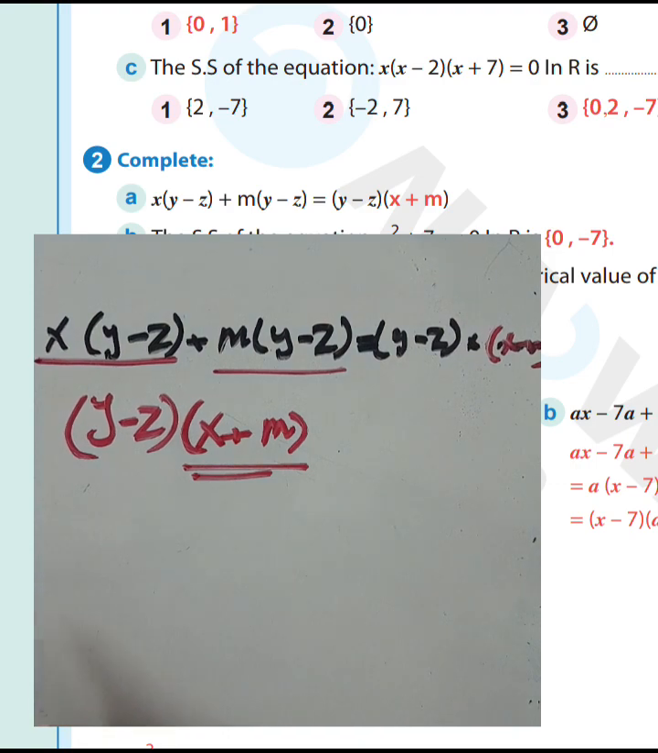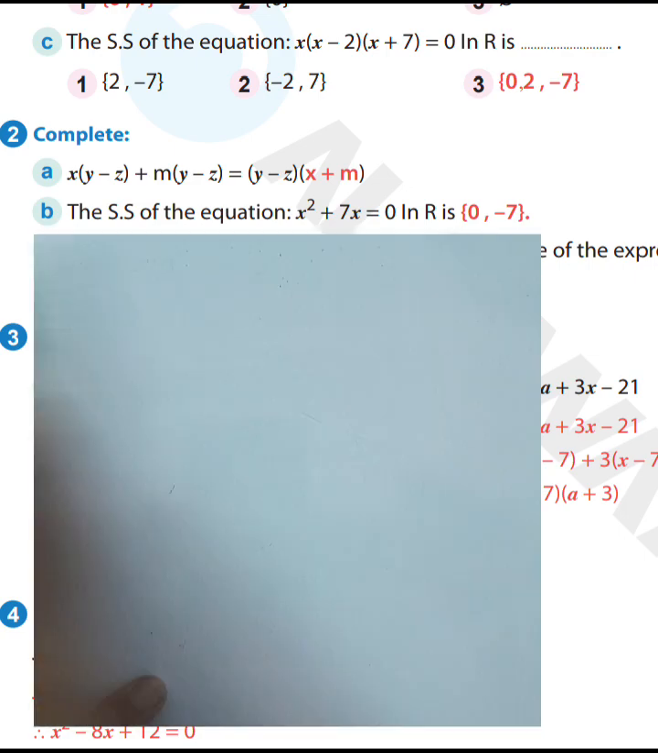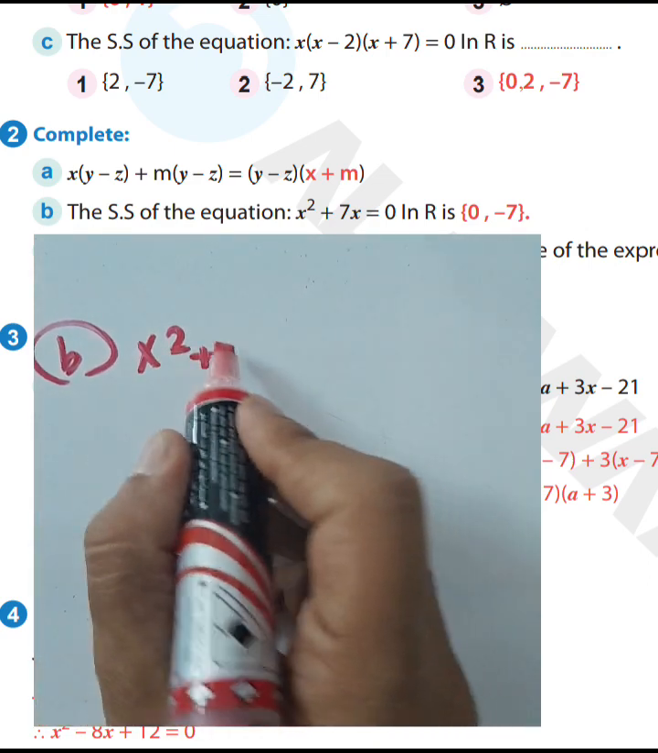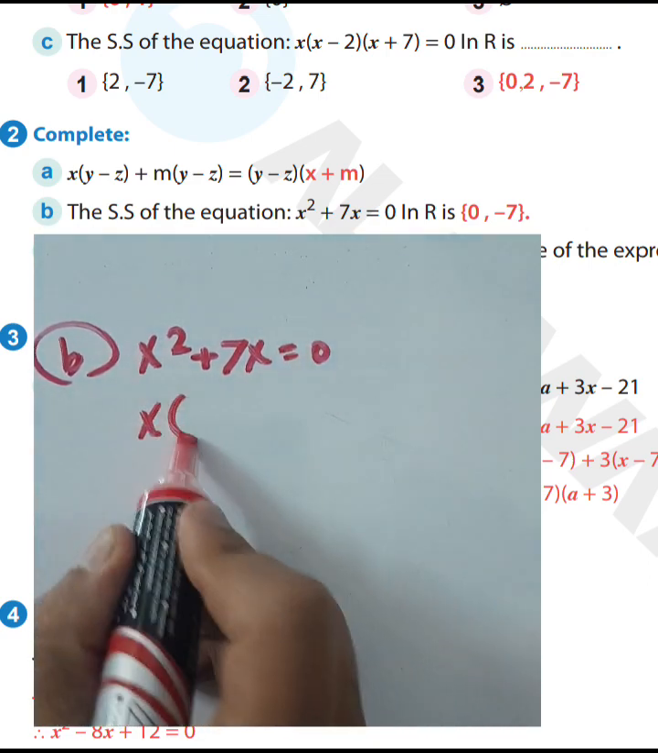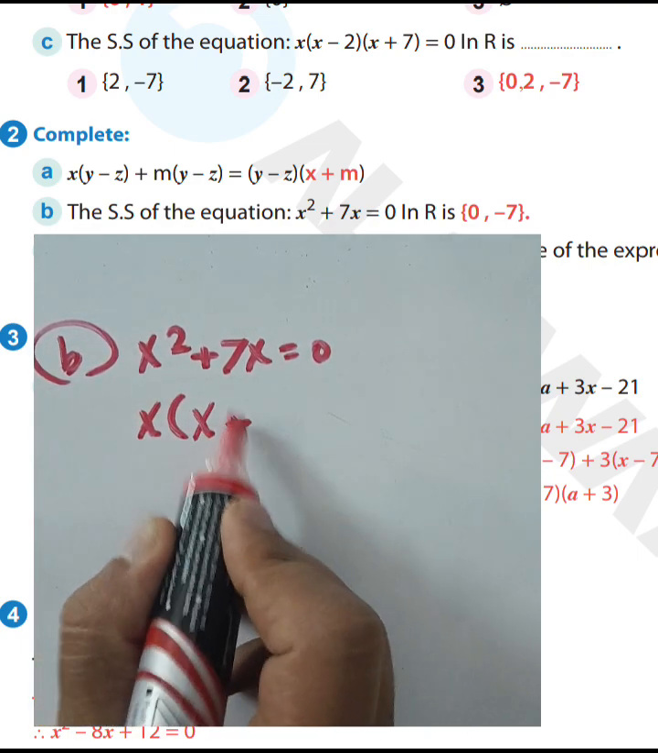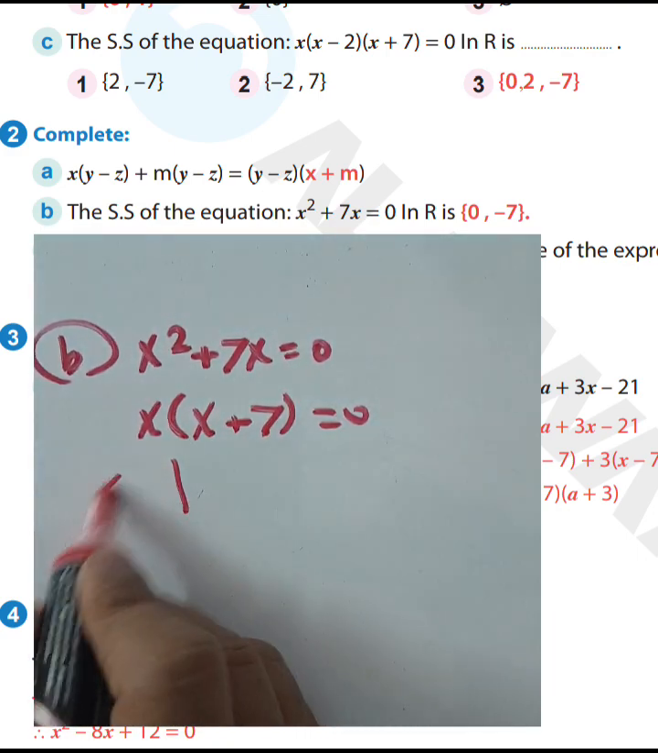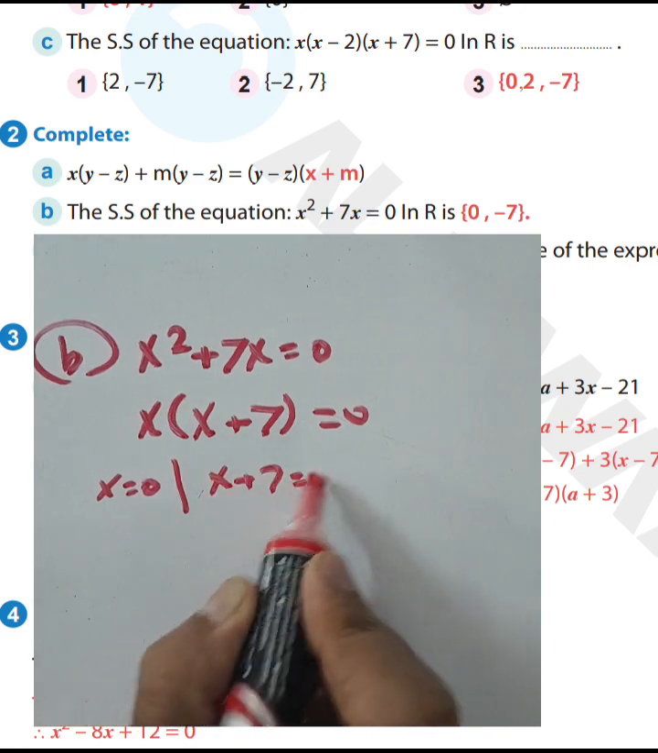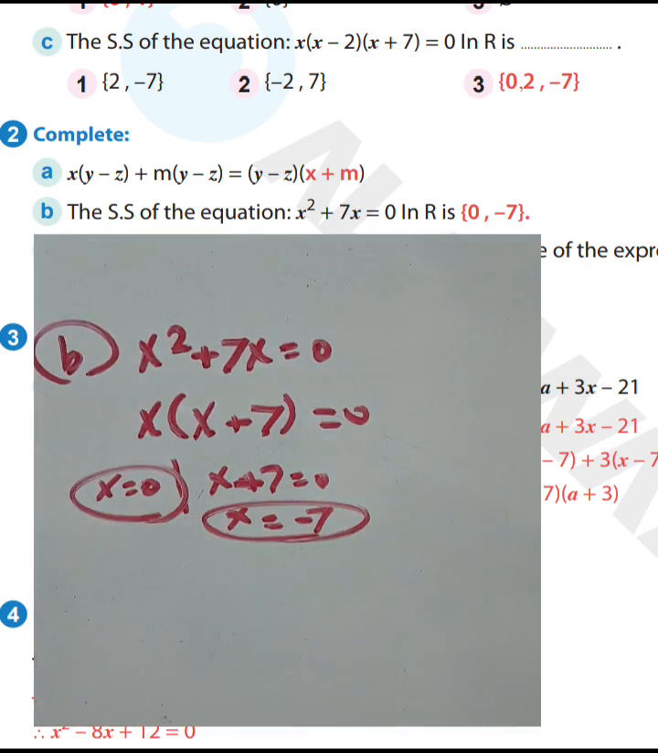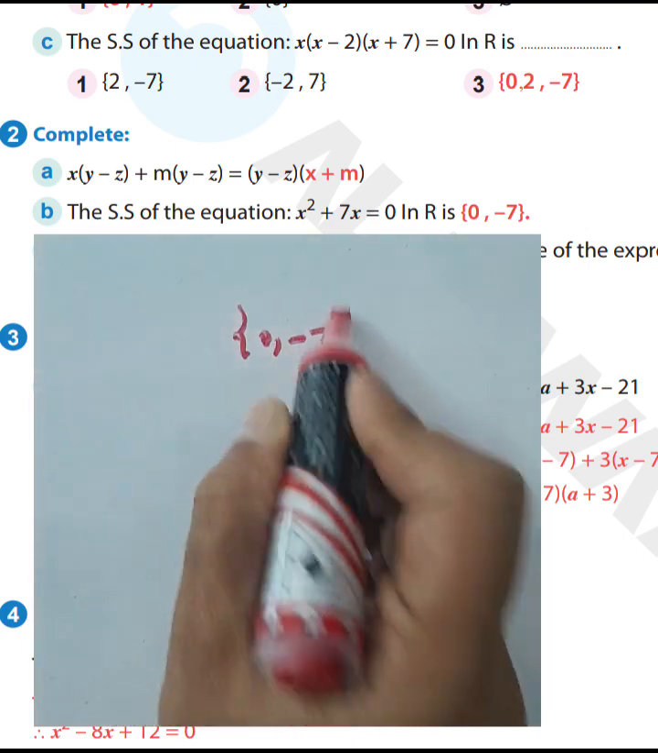Okay. Next, question number 2, solution set of the equation. We have x power 2 plus 7x equals 0. We can write x as the highest common factor between two terms here. X power 2 divided by x equals x, and 7x divided by x equals 7. The product between two factors equals 0. Then the first factor will be 0, or the second factor will be 0. Then the value of x here will be negative 7. We have two solutions about this example. Then the solution set will be 0 and negative 7 about letter B.